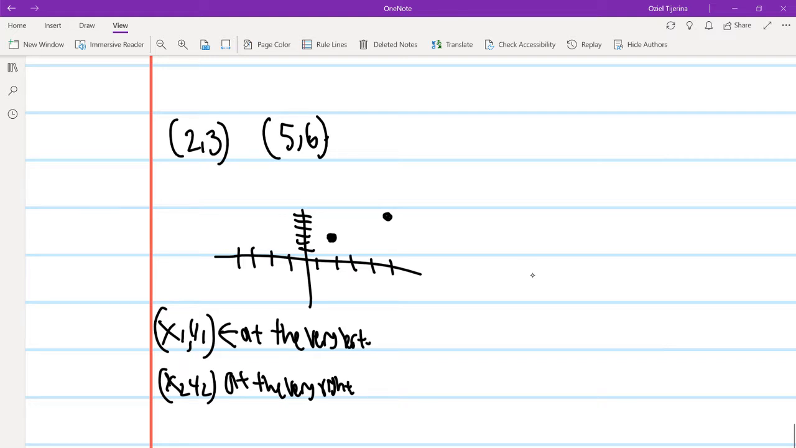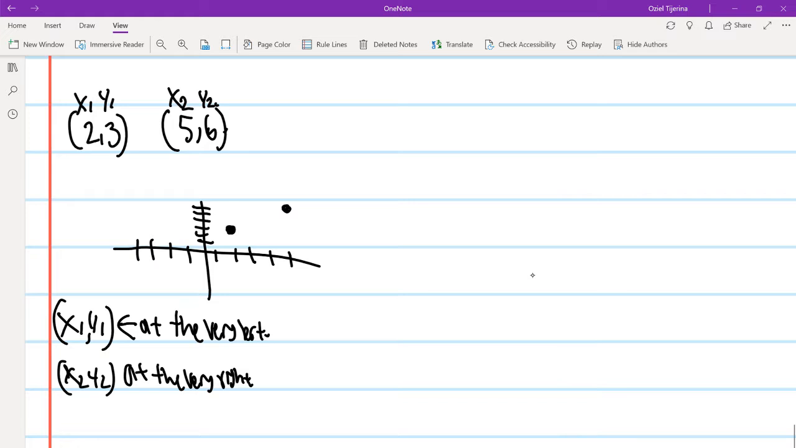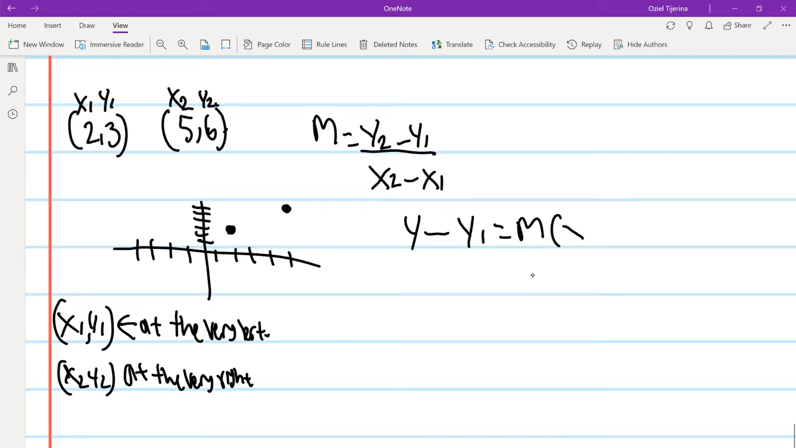So that means that (2, 3) would be your x1, y1, and (5, 6) would be x2, y2. Then you can go ahead and find your slope. So then you have m equals y2 minus y1 over x2 minus x1. And remember, this is point slope form.